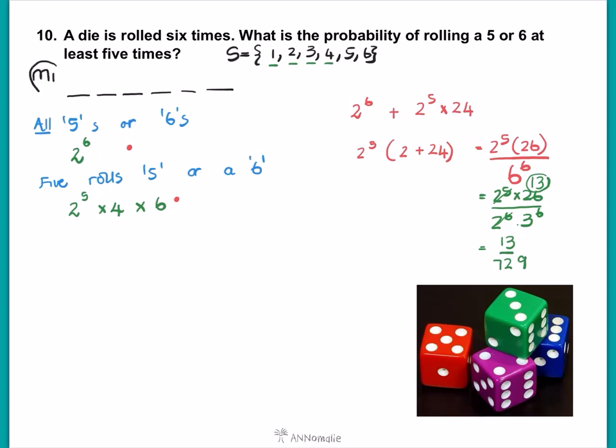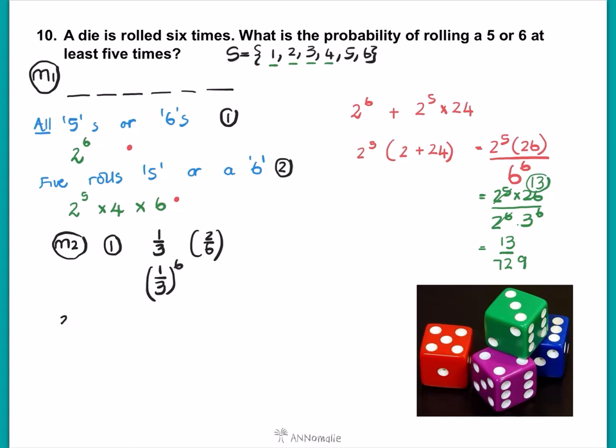Method 1. What about method 2? We'll take the same approach, so let's say this is scenario 1 and scenario 2. For scenario 1, where all throws consist of a 5 or a 6, the probability of rolling a 5 or a 6 is 1 out of 3. Or let's say in brackets 2 out of 6, because it's 2 numbers from 6. So that's 1 out of 3. If all of them consist of either a 5 or a 6, it's a third to the power of 6.